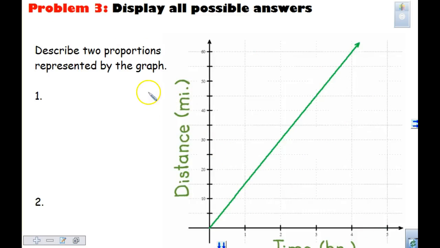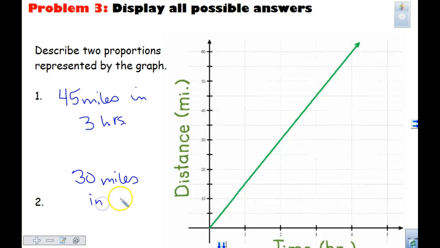As you take a look at that next one, this is where the first one was 45 miles in 3 hours, and you also had 30 miles in 2 hours. Those are both proportions. Neither one is a unit rate. We're going to talk about what the unit rate would be in this next video, the per one.